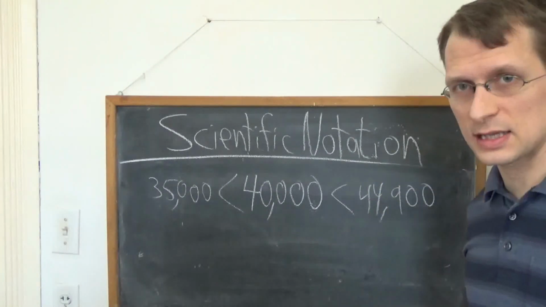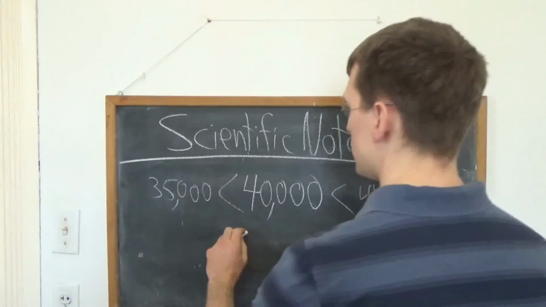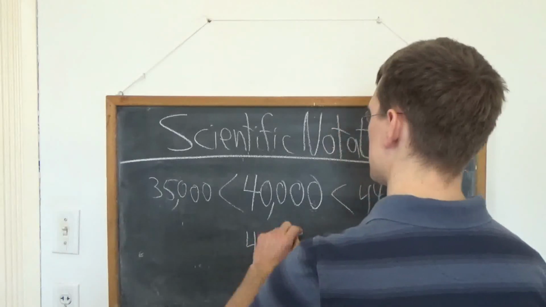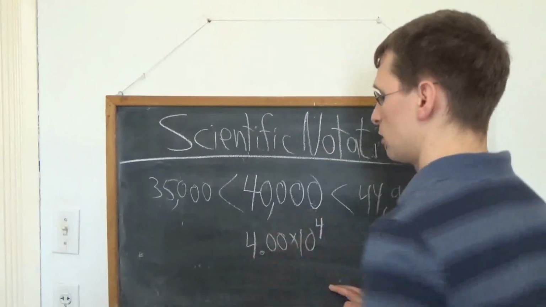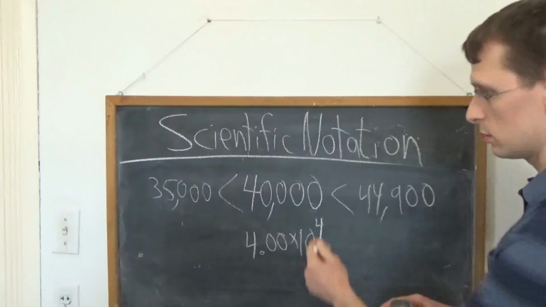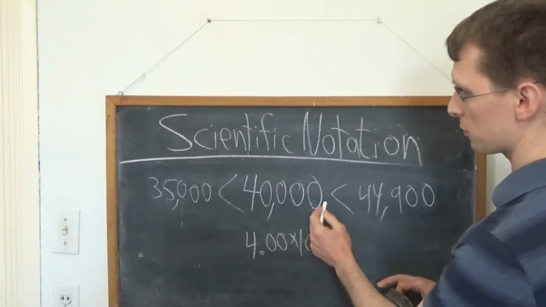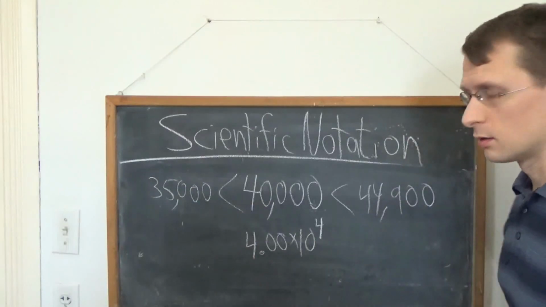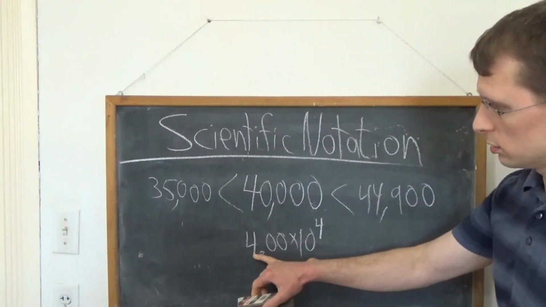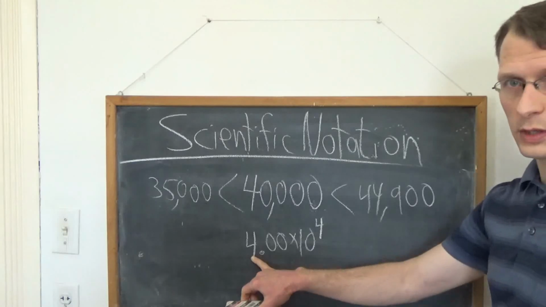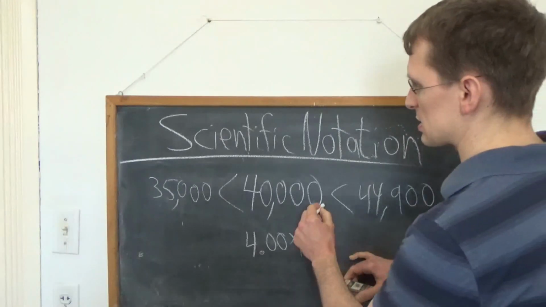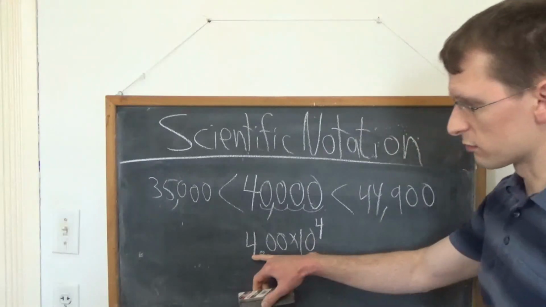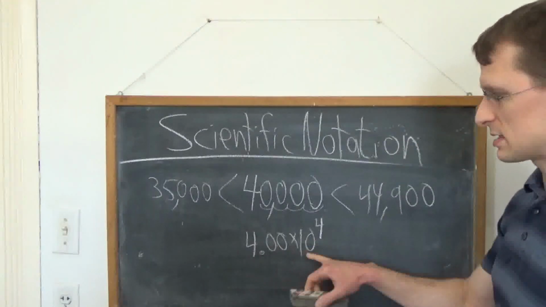But if we are going to say that we know it more accurately, that we know that it's 4.00 times 10 to the fourth, which is the same amount as 40,000. To make this number between 1 and 10, we move the decimal 1, 2, 3, 4 spots. So we could write it as 4.00 times 10 to the fourth.